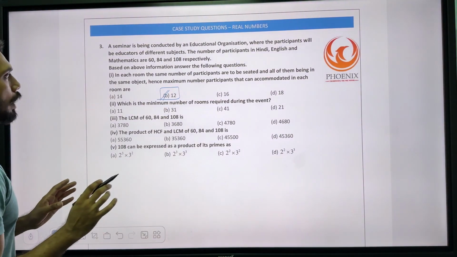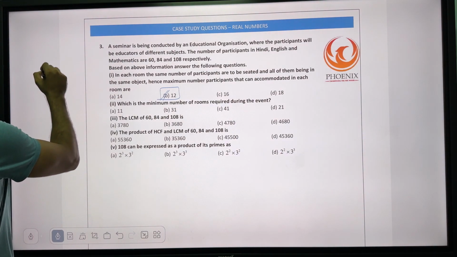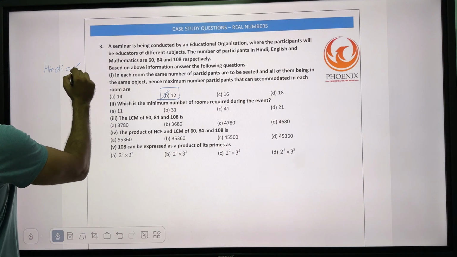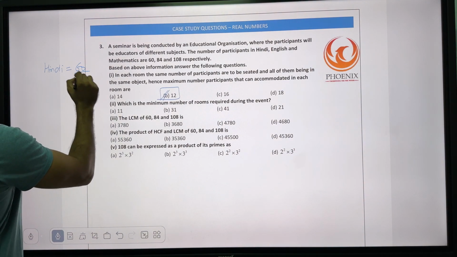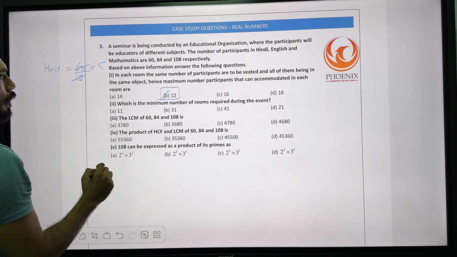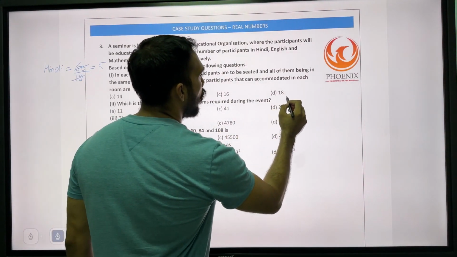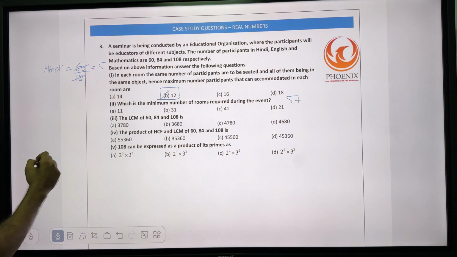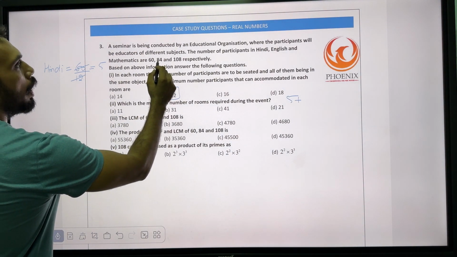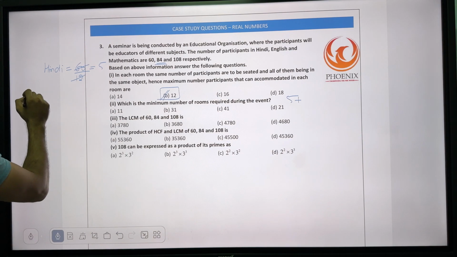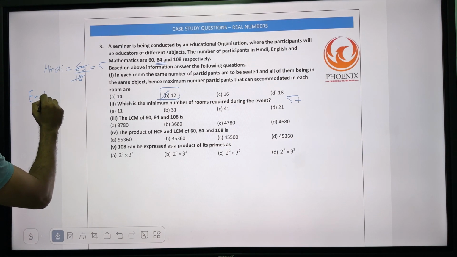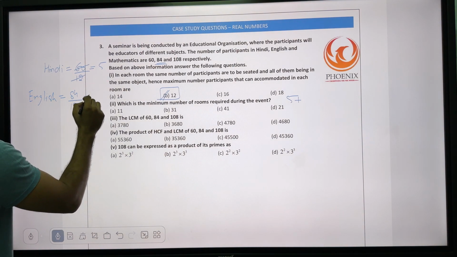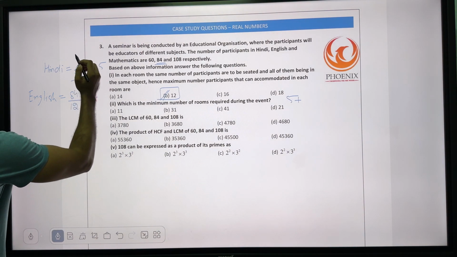Okay, so now let's see how many rooms you will use for Hindi. How many rooms will be used for Hindi? This is 60 upon 12. We know that 12 times 5 is 60. Okay, so for rooms, I need 5 rooms for the Hindi participants. Now let's see for English, I have 84, so how many will you get for English? 84 by 12. Okay, so this is going to be 7 over here. So 7 rooms.